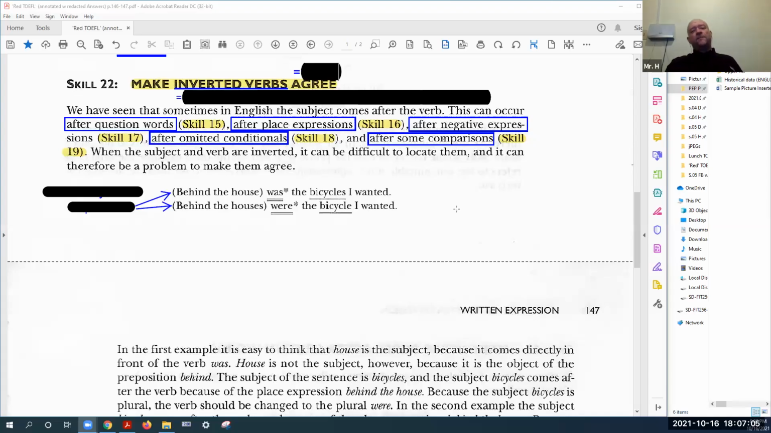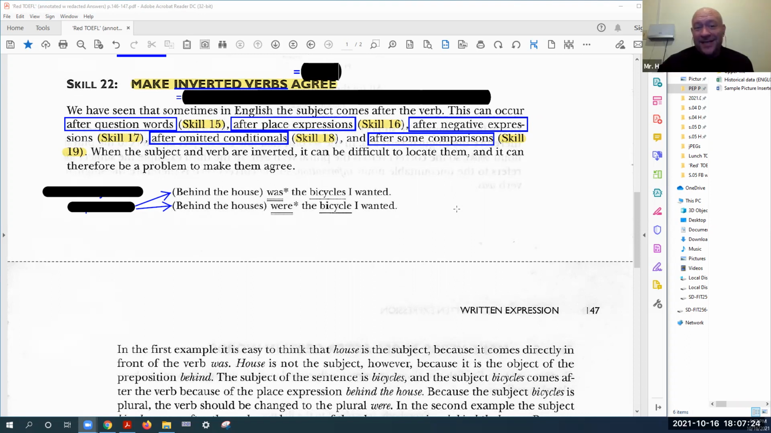All right, Ahmed. What is skill number 22? It's make imperative verbs agree. What does that mean? Make verbs agree. What does it mean when you make verbs agree? As you said in the class, match subject and verb.